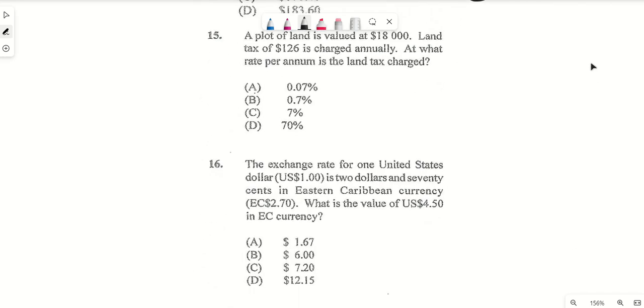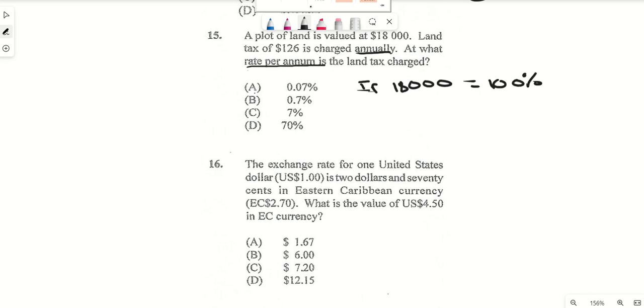A plot of land is valued at 18,000. The land tax of $126 is charged annually. What is the rate per annum in the land tax charge? Rate per annum means the percentage for 1 year. They told you annually, which means 1 year. We want to know the percentage if 18,000 is equal to 100%. That is the total value of the land. We want to find out the percentage that is 126.